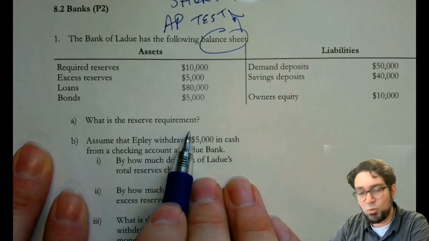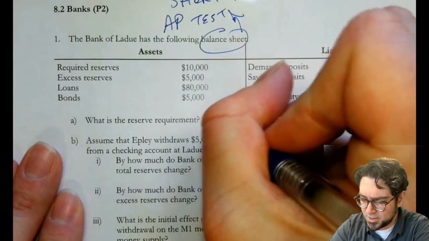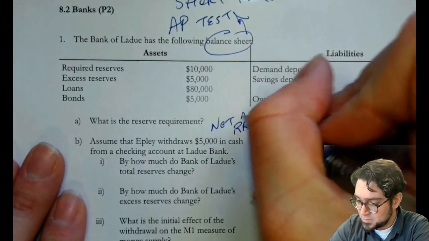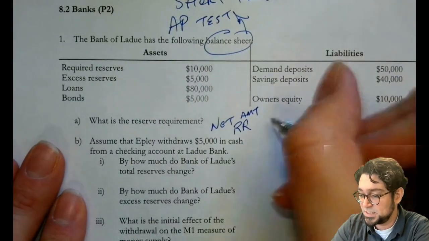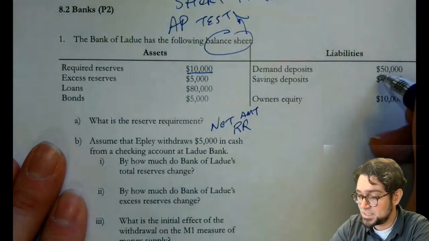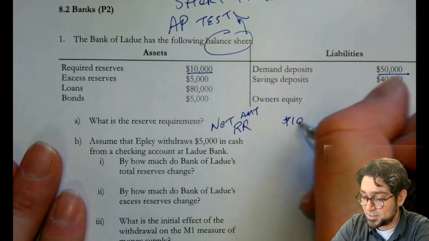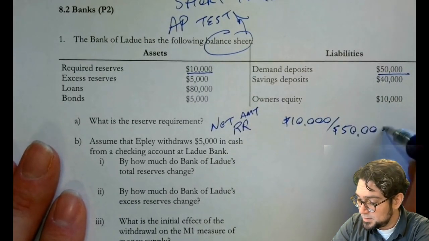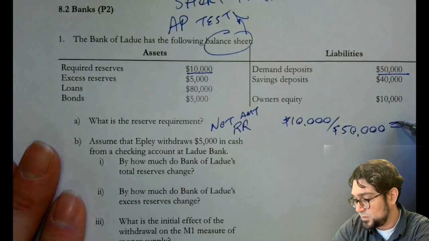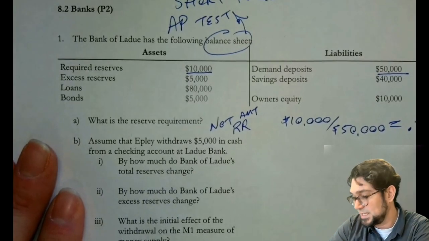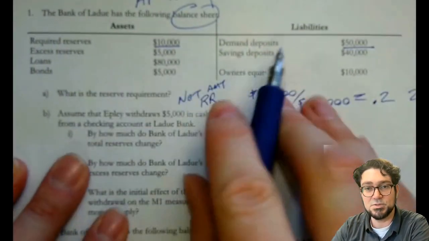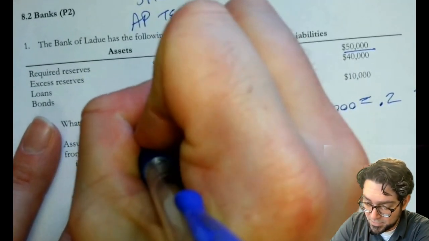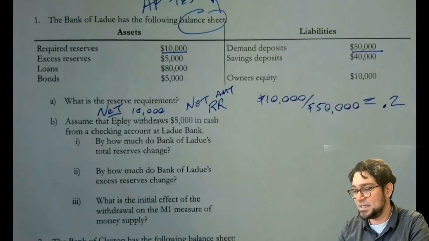First question, what's the reserve requirement? Now, a lot of students are saying that it's just this 10,000. It's not the amount in the required reserves. Instead, it's this ratio of the 10,000 over the 50,000. So 10,000 divided by 50,000 is 0.2, or we could say 20%. So it's not the amount. It's not saying 10,000, right? So not 10,000. That's not what the right answer is. Not the amount of the required reserves.